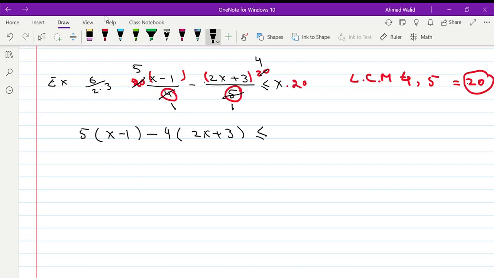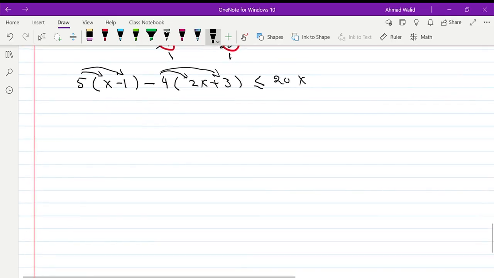Less than or equal to 20 times x gives you 20x. Now here, distribute, be careful with the sign, and after that combine like terms, and it becomes a very simple inequality. 5 times x gives you 5x. 5 times negative 1 gives you negative 5.